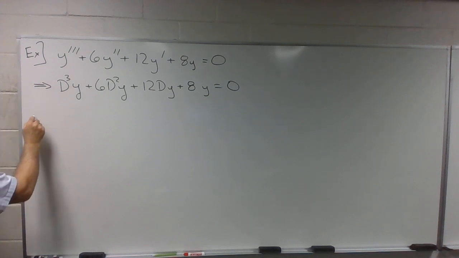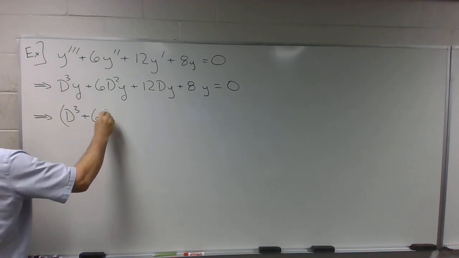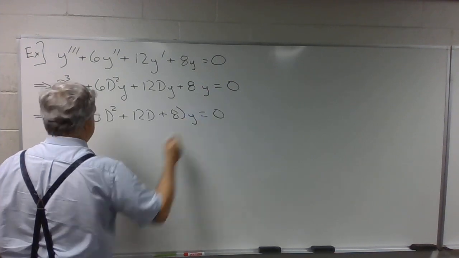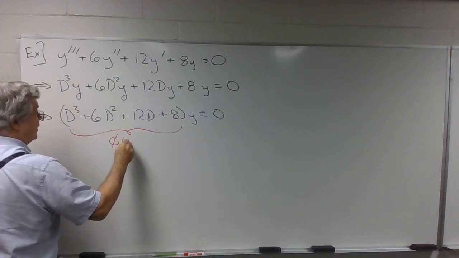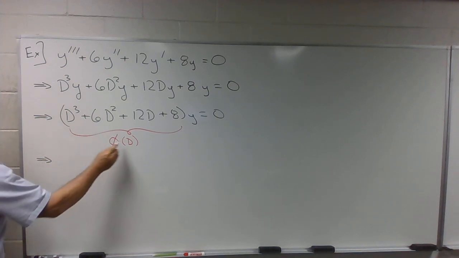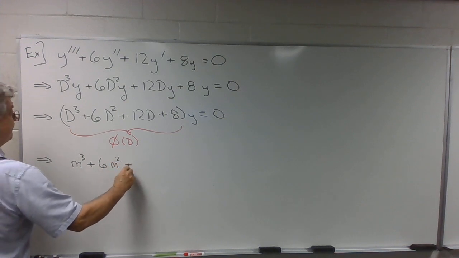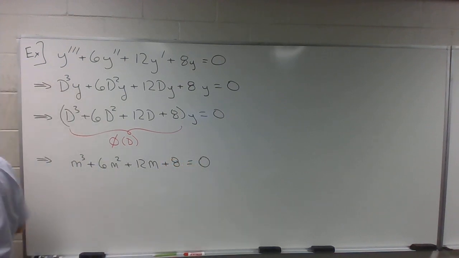The next step, factor out y. And what this gives us is our polynomial phi of D. To get the auxiliary equation, what we do is we just replace D with the variable m. And we factor that and solve it for m.